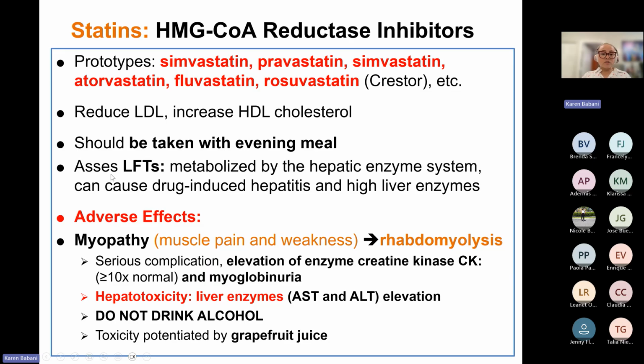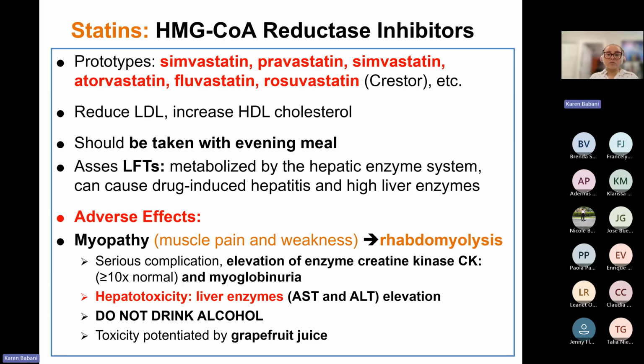Very important. Check the liver function test. Check the ALT. Check the AST. They can cause elevation of those because these get metabolized by the liver. So they can cause drug-induced hepatitis, okay? So very important. Check the LFTs. Myopathy, we mentioned that. Muscle pain and weakness, we monitor, and if it becomes severe with fear of rhabdomyolysis, then we need to refer them to the ED.